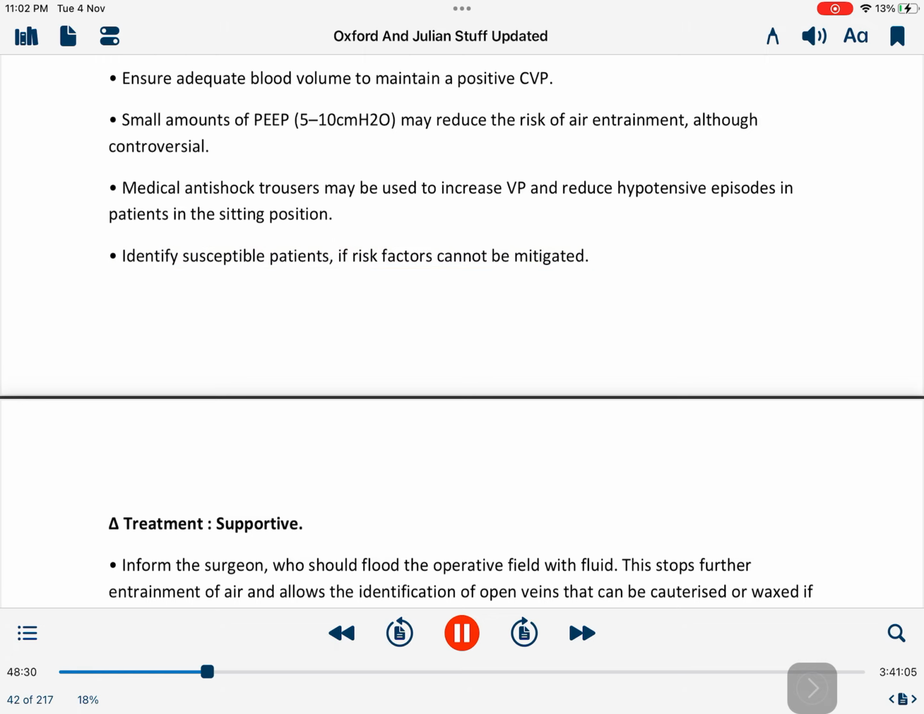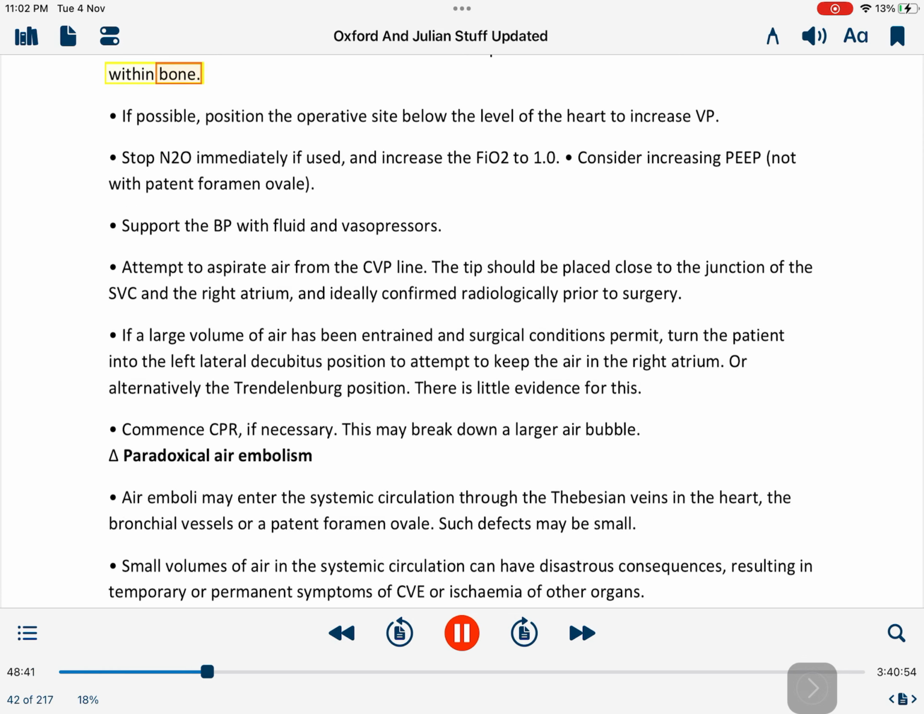Supportive. Inform the surgeon, who should flood the operative field with fluid. This stops further entrainment of air and allows the identification of open veins that can be cauterized or waxed if within bone. If possible, position the operative site below the level of the heart to increase VP.